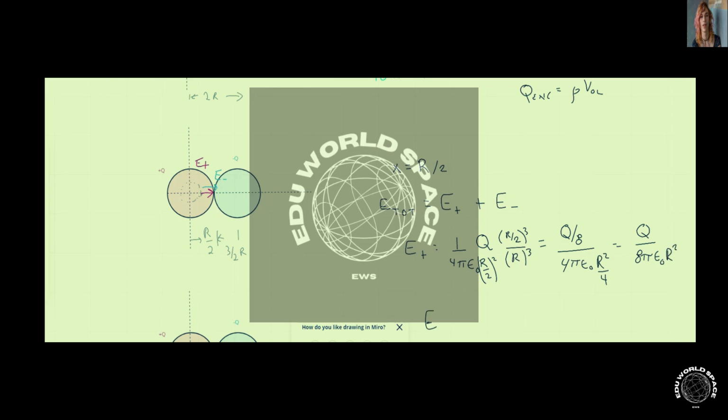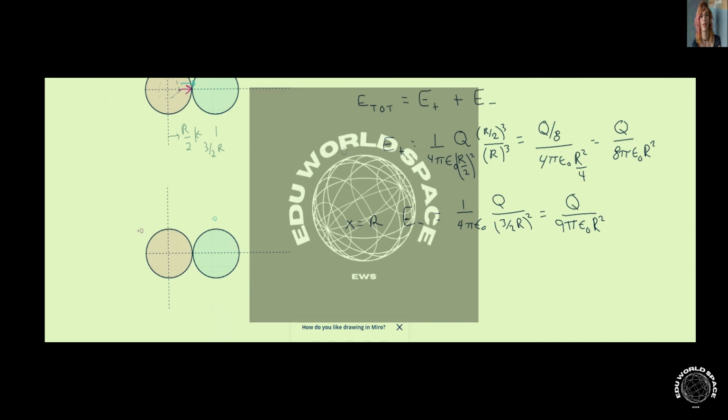The E minus is kind of cumbersome too. We don't have to integrate, since we're outside of the negative charge distribution, but we do have to put in (3/2 R) squared. And that is, after all is said and done, Q over 9 pi epsilon naught R squared. Adding those two together, you have to find a common denominator, which is 9 times 8, or 72.